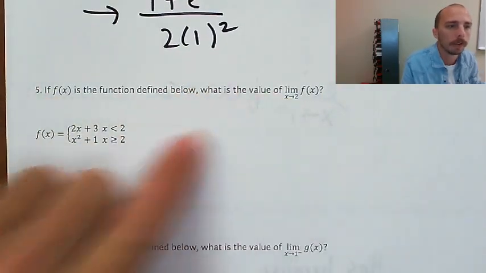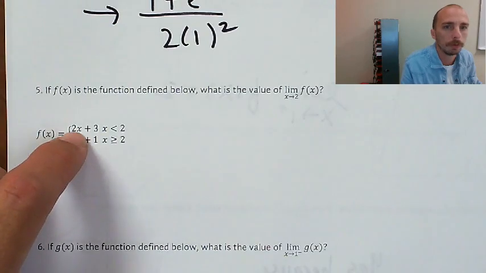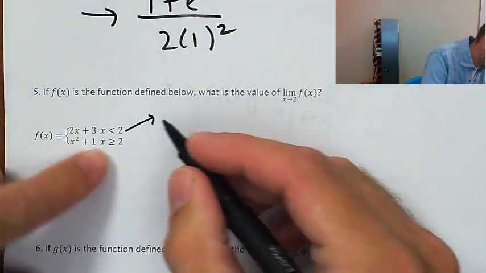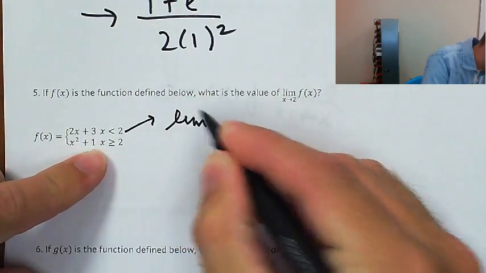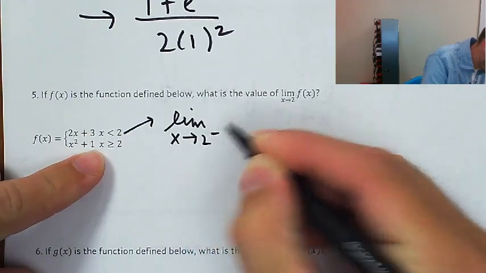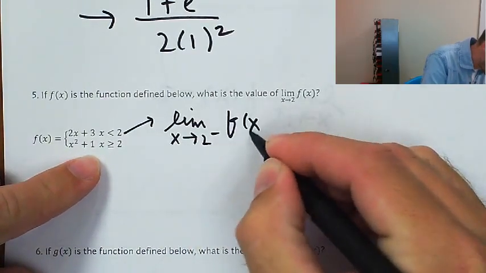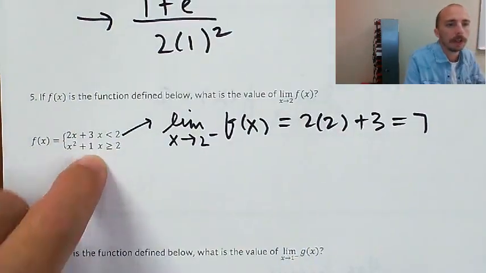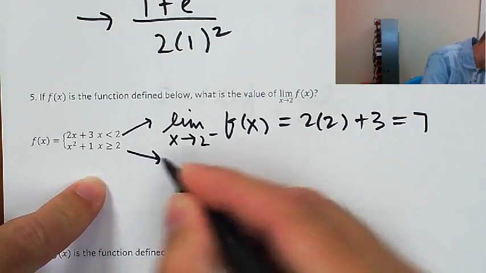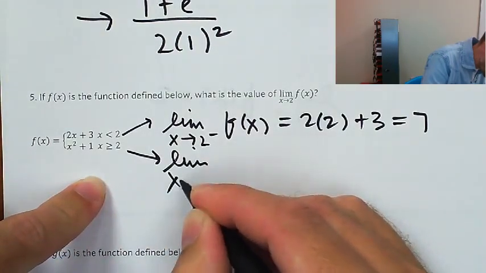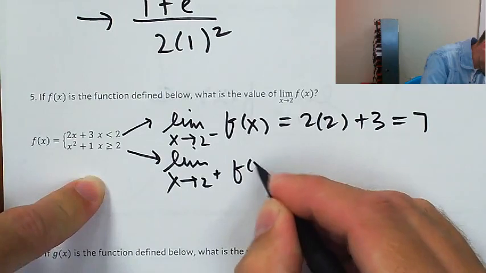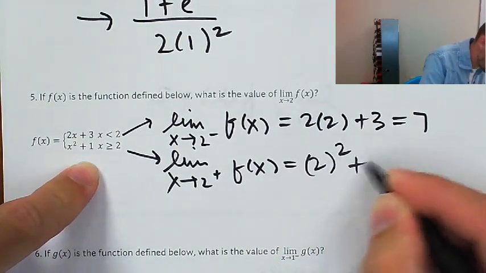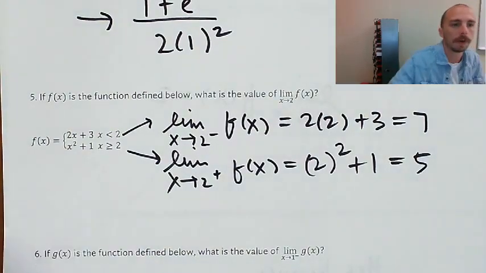Okay. We're going to consider the limit as x approaches 2 of f of x. So we're going to need to consider both one-sided limits. As x approaches 2 from the left, that's where it's less than 2. That's going to be 2 times 2 plus 3, which is 7. And then as we approach from the positive side, that's going to be 2 squared plus 1, and that is equal to 5.